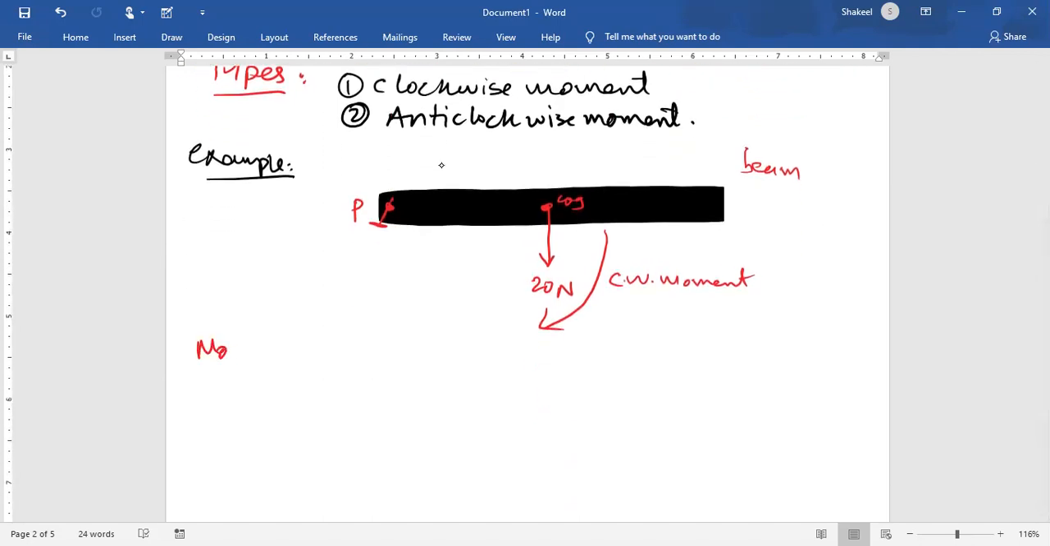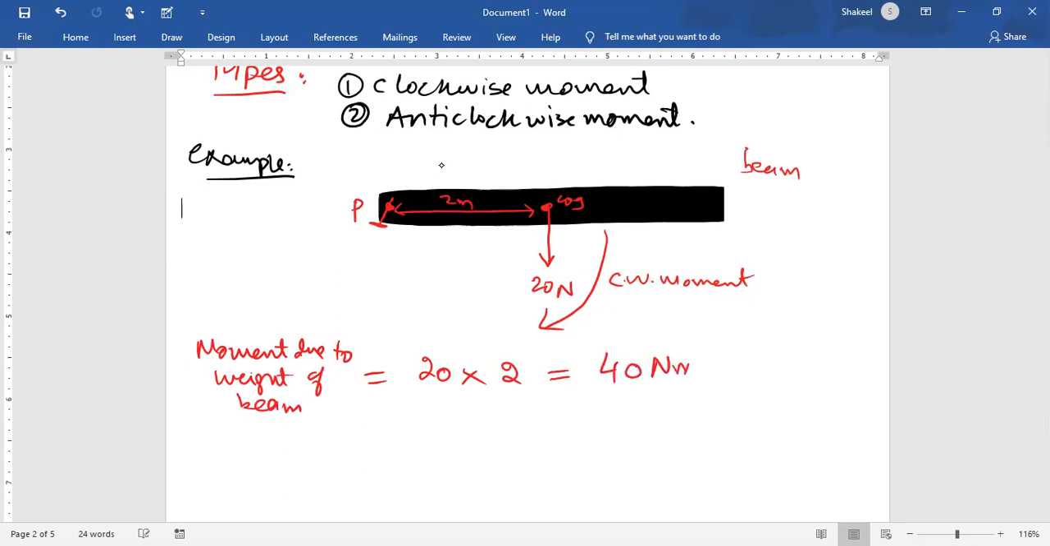So the moment due to the weight of the beam is equal to its force, 20, multiplied by its distance from the pivot. This is the distance. Let's say this distance is 2 meters, so you multiply by 2. Your answer will be 40 Newton meter, and this would be clockwise. So that's all. In a simple situation, you can apply this moment.